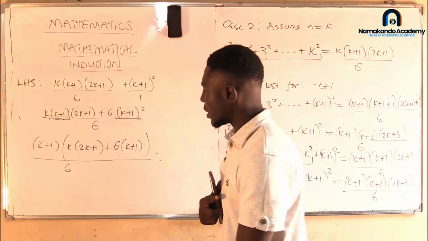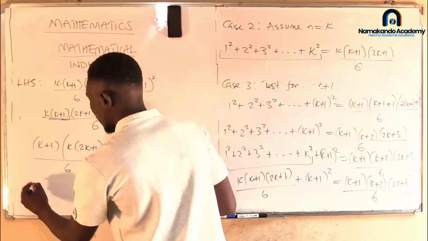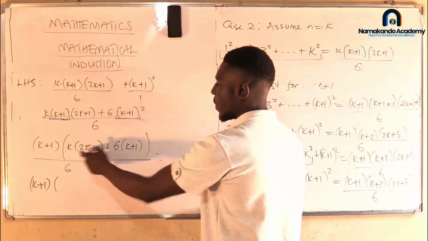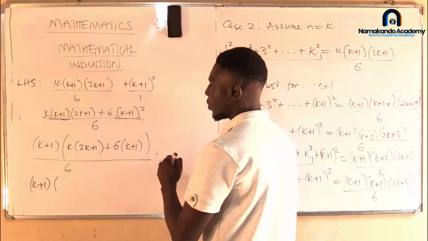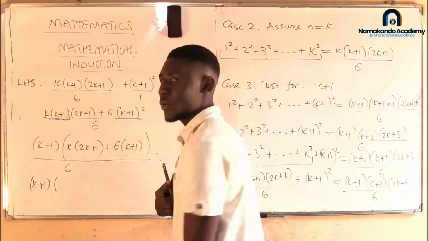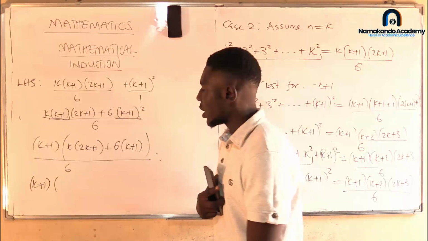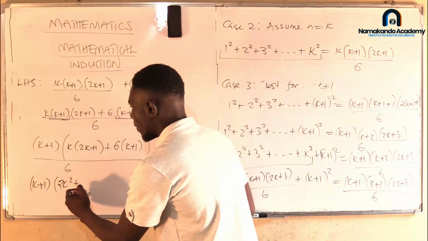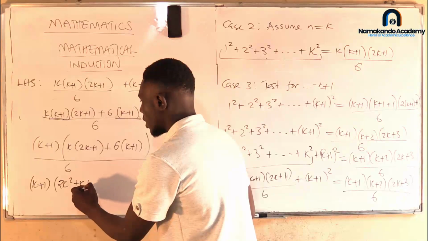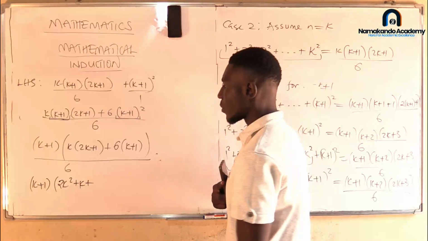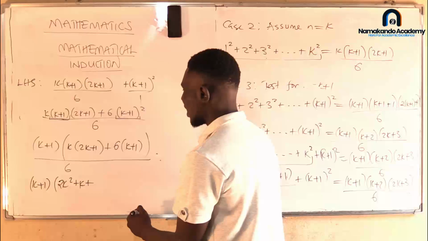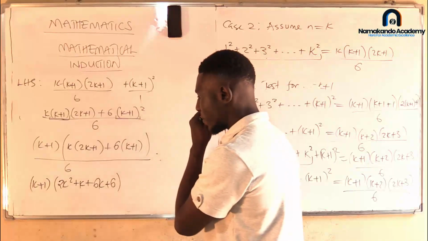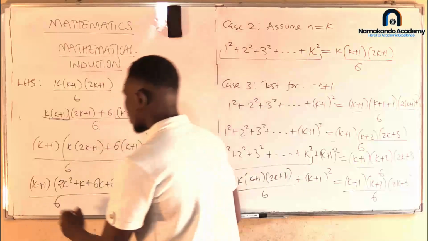What do we now do next? The next step is we maintain the k plus 1. So we expand because we want to get rid of the brackets. So the k is to be distributed with everything inside brackets. So it will be k times 2k, which gives us 2k squared, plus k times 1, that is k, then plus 6 multiplied by k, this is 6k, then plus 6 times 1, that is 6. Everything is being divided by 6.